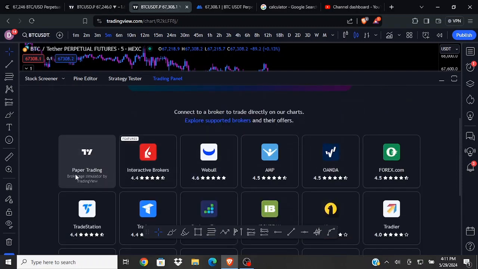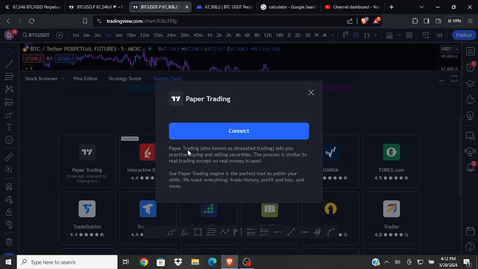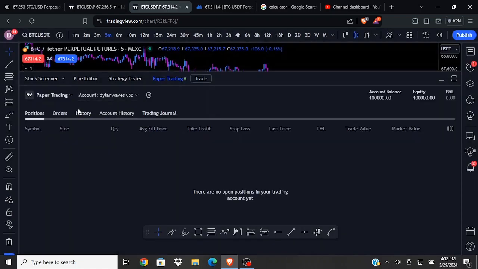Today, we are clicking on this paper trading option, and it says Brokerage Simulator by TradingView. So if I click on that, it will give us a brief description of what paper trading is. Paper trading, also known as simulated trading, lets you practice buying and selling securities. The process is similar to real trading, except no real money is used. So that's exactly what it is. It is practice trading with essentially a fake account.